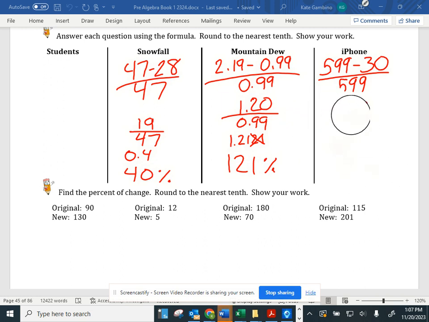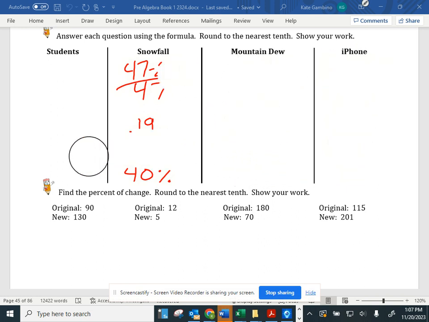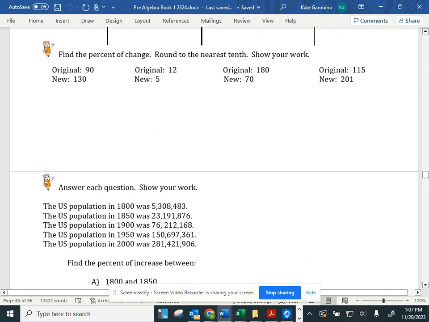On the bottom here, instead of giving us a word problem, they are giving us the original and the new. So when we work that out, again, we're doing percent of increase. Instead of going to the 10th, we're going to the 100th, because for percentages we go to the 100th. So we're rounding to the 100th for our percent.